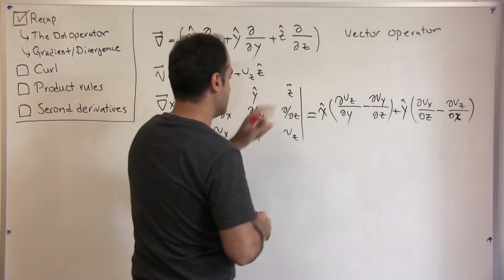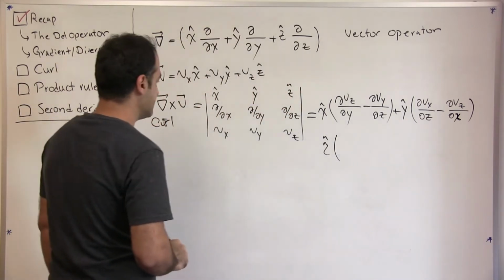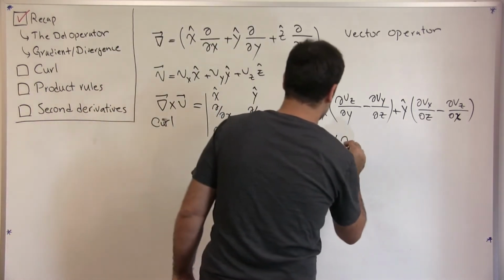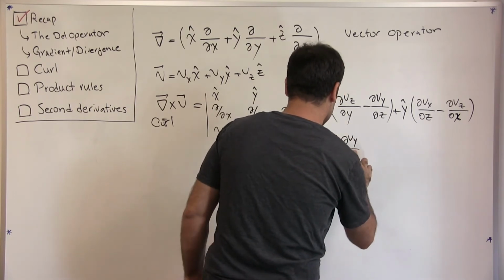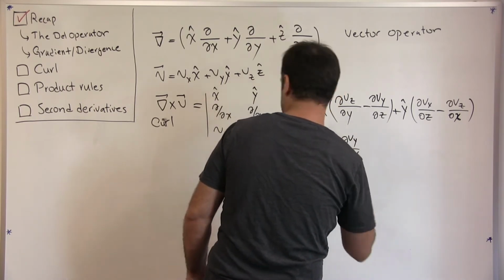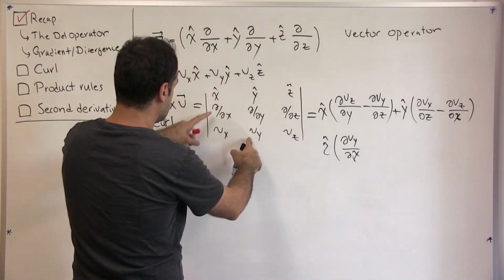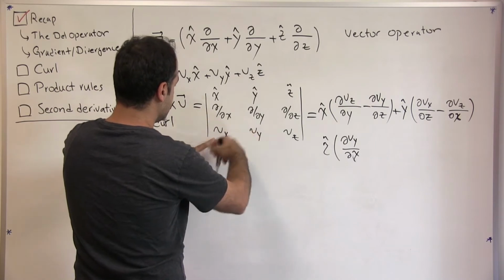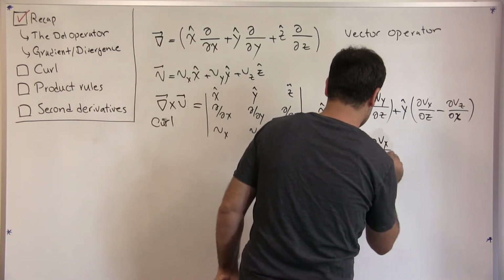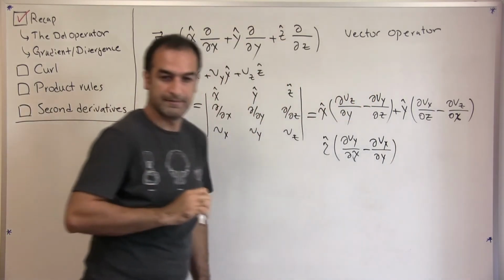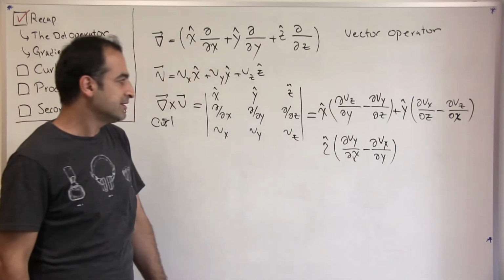Okay, and then another component in z direction is going to be z hat times dvy over dx minus dvx over dy. Okay, looks good. So we have vector in 3 dimensions.